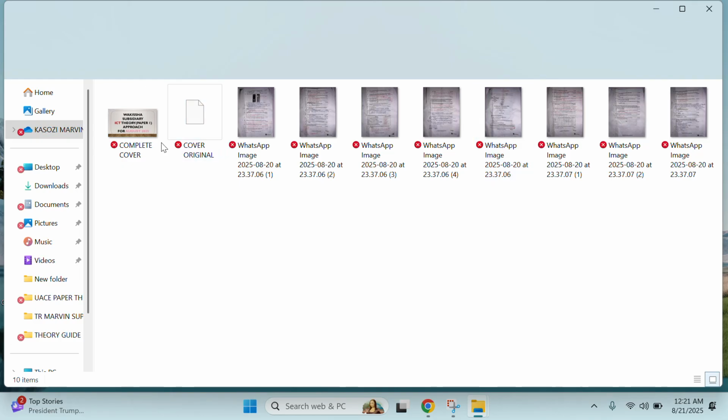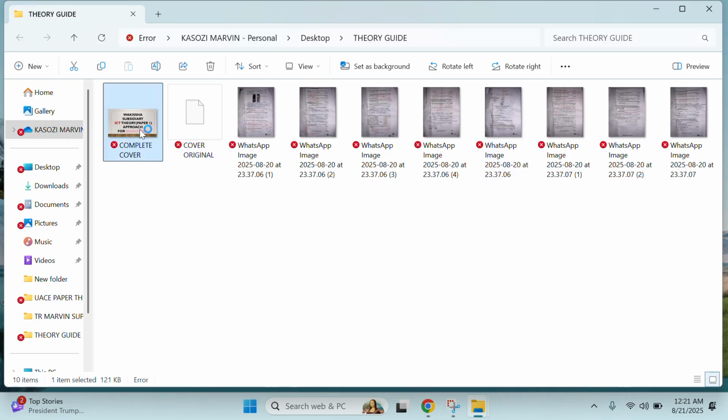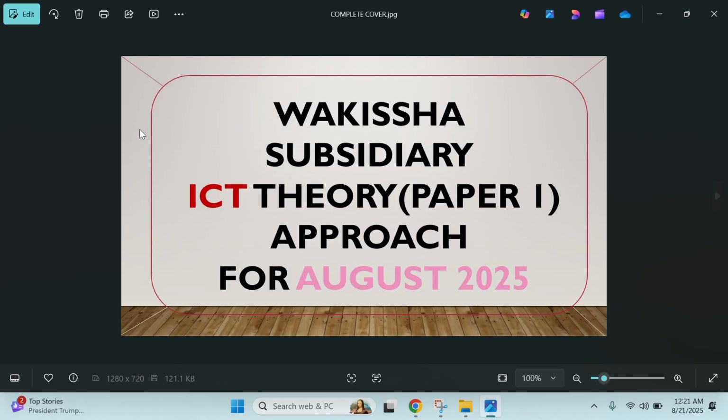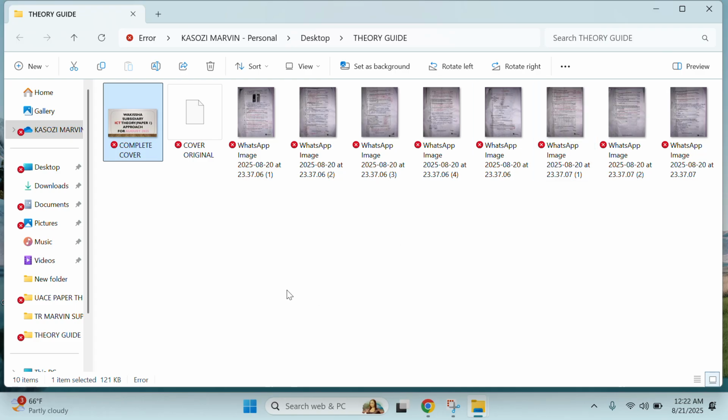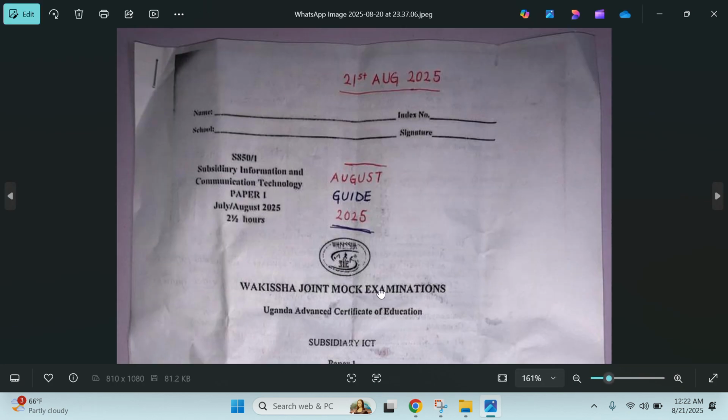Back to the reason why I'm recording this. This video is about Wakissha Subsidiary ICT Paper 1. So we're going to be talking theory right now in this tutorial. I want to just go straight to the paper that the learners did as theory, and then I see what was supposed to be done in that paper. Yeah, this was the paper. It was looking like this.